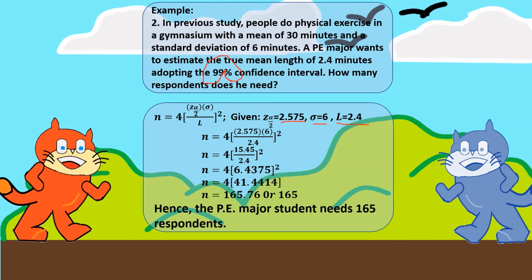So 2.575 times 6, when we multiply that, the answer is 15.45. And 15.45 divided by 2.4, we have here 6.4375. And 6.4375 square is 41.4414. So 4 times 41.4414 is 165.76 or 165. Hence, the PE major needs 165 respondents.